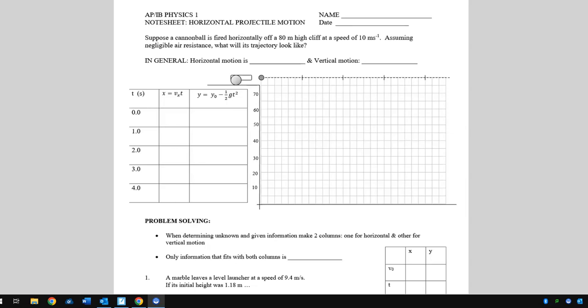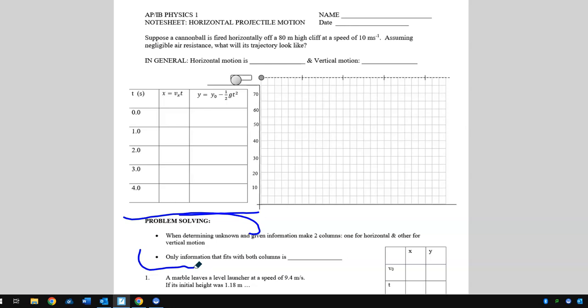Hi everybody. In this tutorial we're going to introduce horizontal projectile motion, and the goal for this initial tutorial is really just to take us through the concepts and get through basically this graph for the situation and down here. The problems that follow we'll do in class to reinforce.